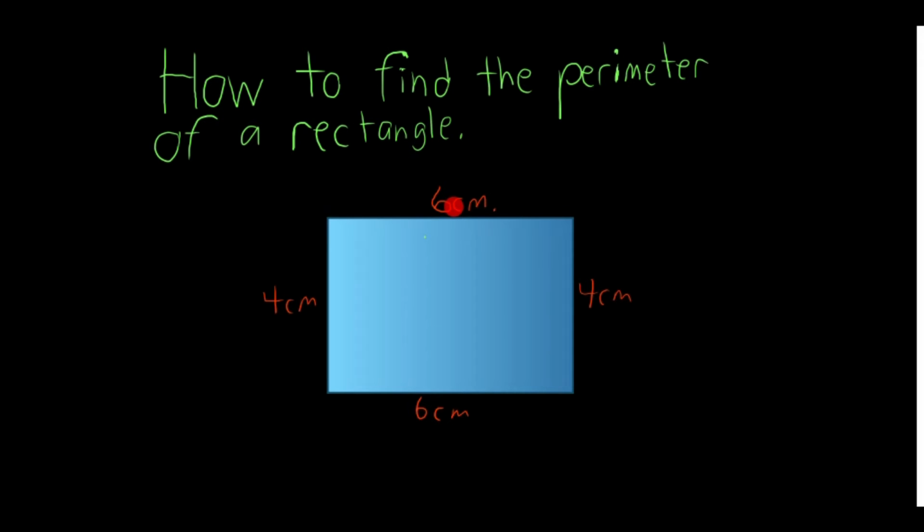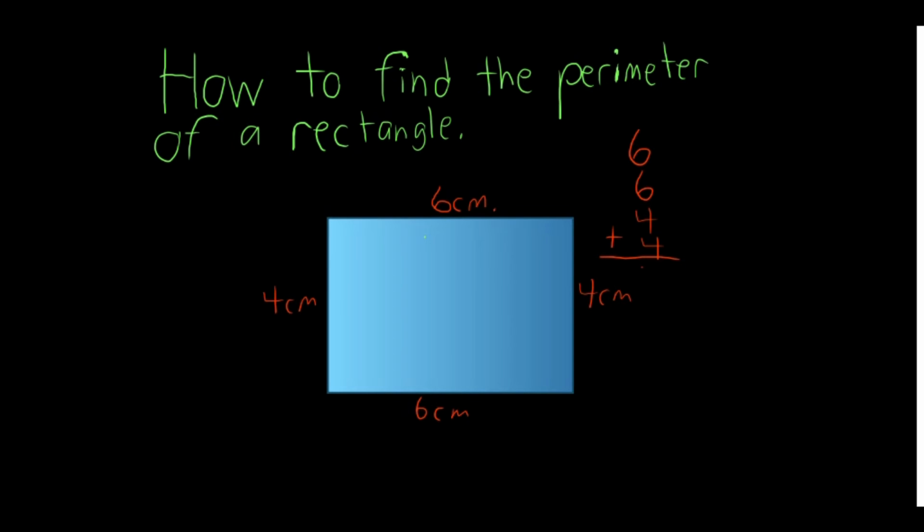So let's look at each side. One side is 6, another side is 6, another one is 4, another one is 4. So we have one little addition problem here. Let's go ahead and set that up. We have 6 plus 6 plus 4 plus 4.